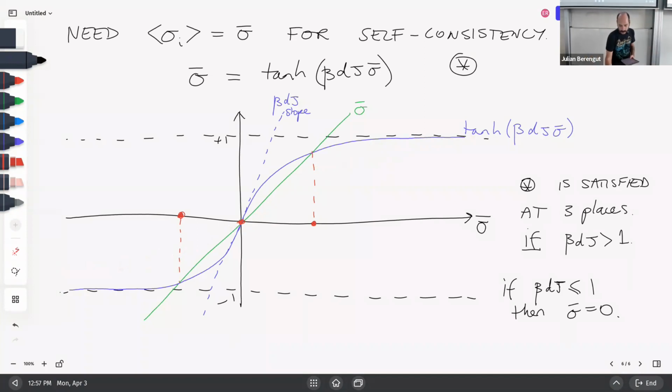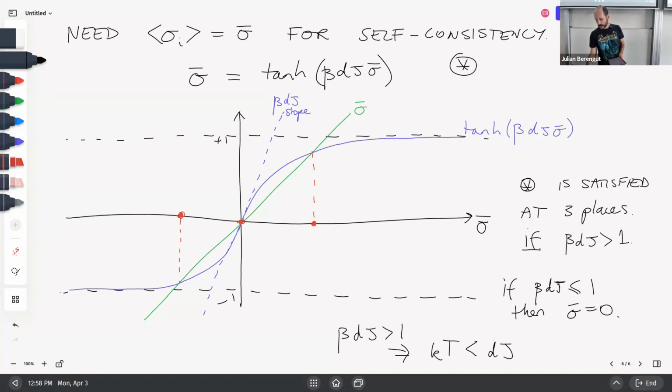So when does beta dJ become greater than 1? That means that kT is less than dJ. Beta is 1 over kT, so it's the same condition. In other words, at low temperature, kT is less than dJ. At low temperature, then you have ordering; if you're above that threshold, it's disordered.